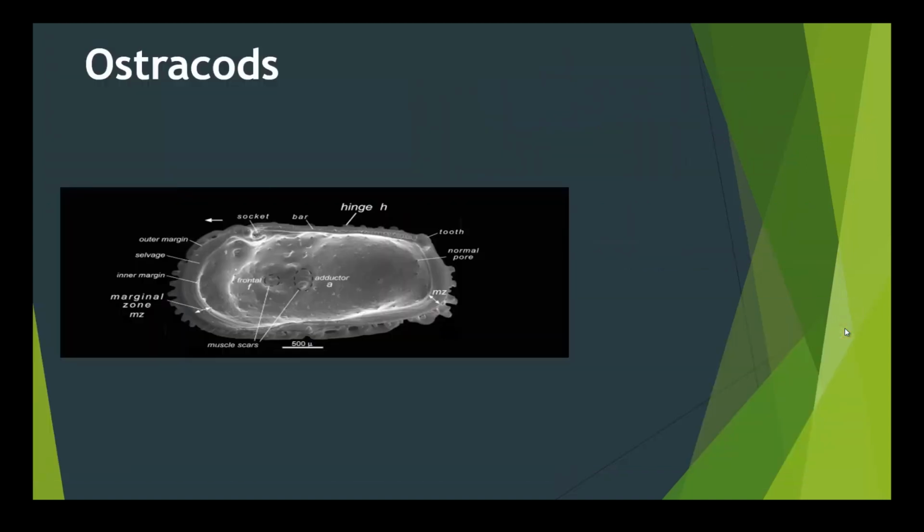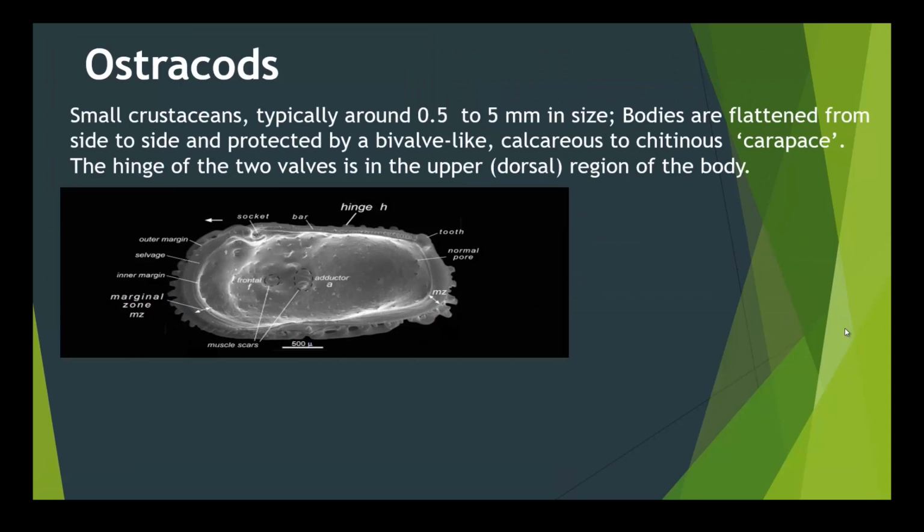Now let's focus on another calcareous microfossil, the ostracods. In contrast to the forams, which are found only in marine conditions, the ostracods are found in almost all aquatic conditions. These are small crustaceans, typically 0.5 to 5 mm in size. Their bodies are flattened from side to side and protected by a bivalve-like calcareous to chitinous carapace. The hinge of the two valves is in the upper or the dorsal region of the body.